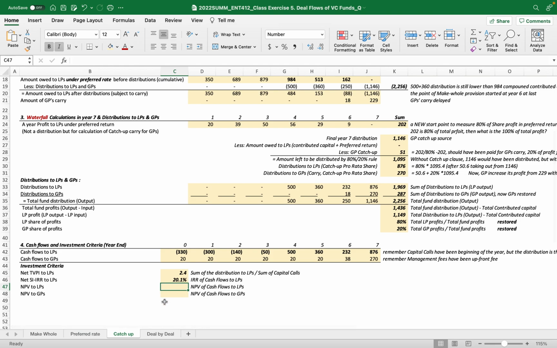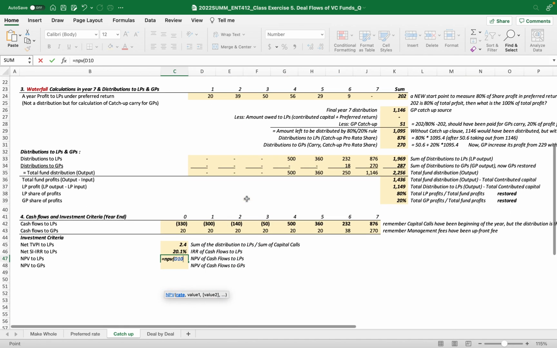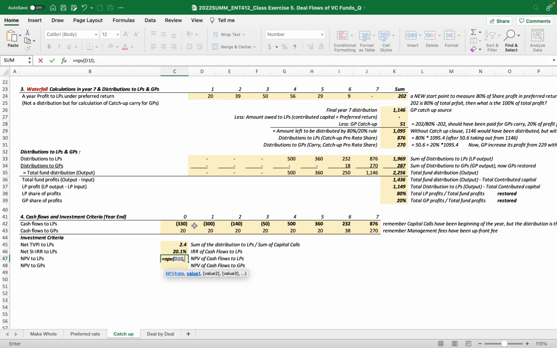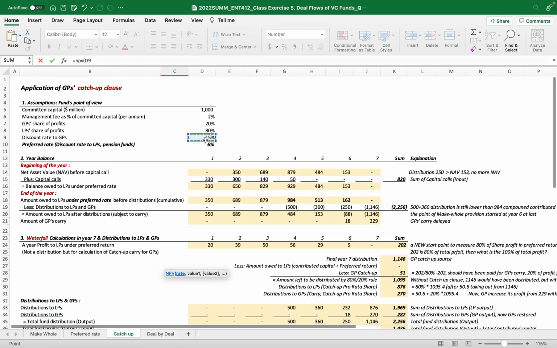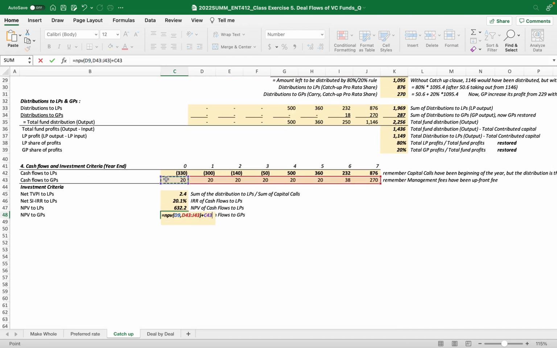And then here NPV. Now we use the discount rate of the pension fund, which is the LP's investment. And then when you calculate the NPV, we drag all the future cash flows, and then the beginning. Then the GP's NPV, if the GP has some discount rate for their investment, let's drag the future cash flow discounted, and then the beginning, and then 204.